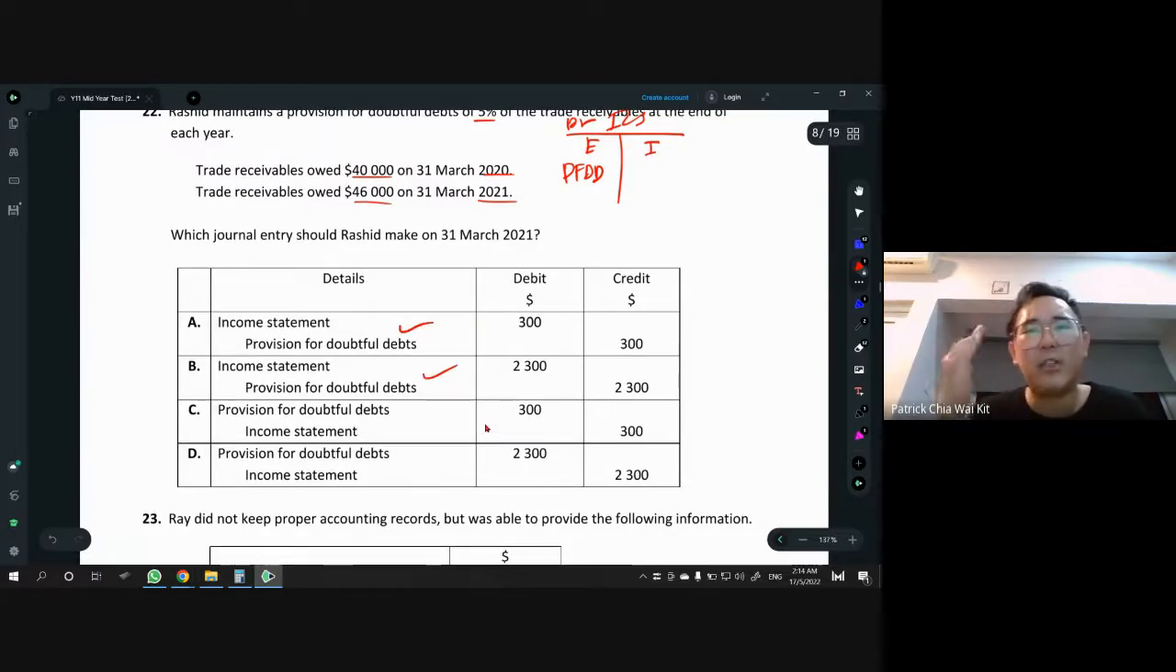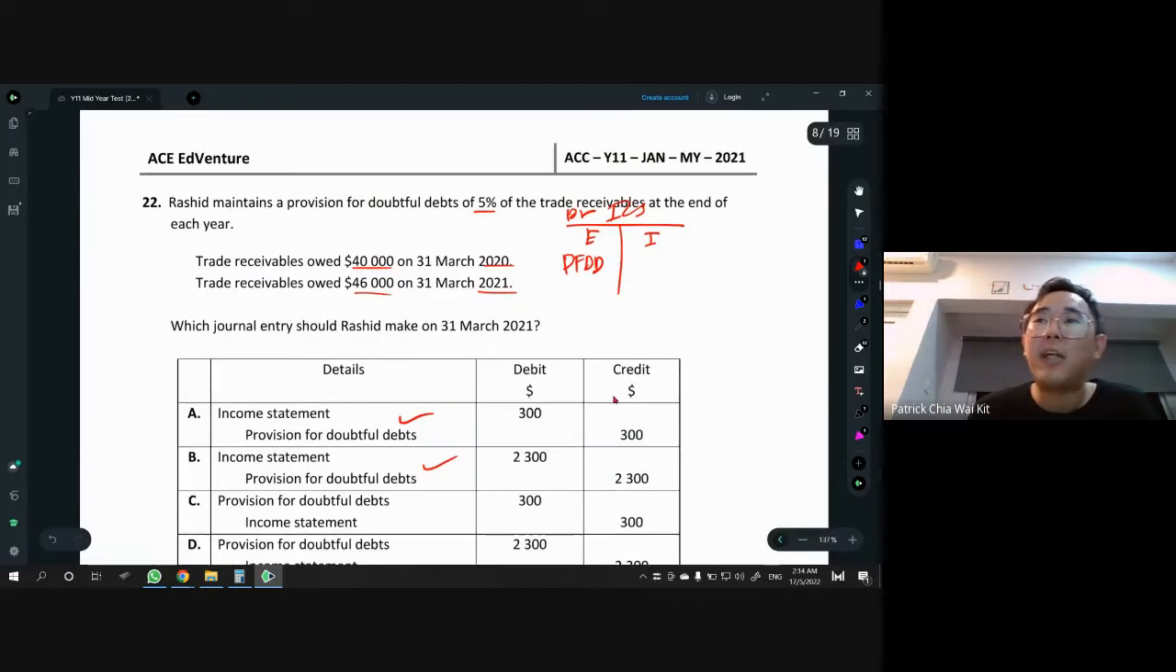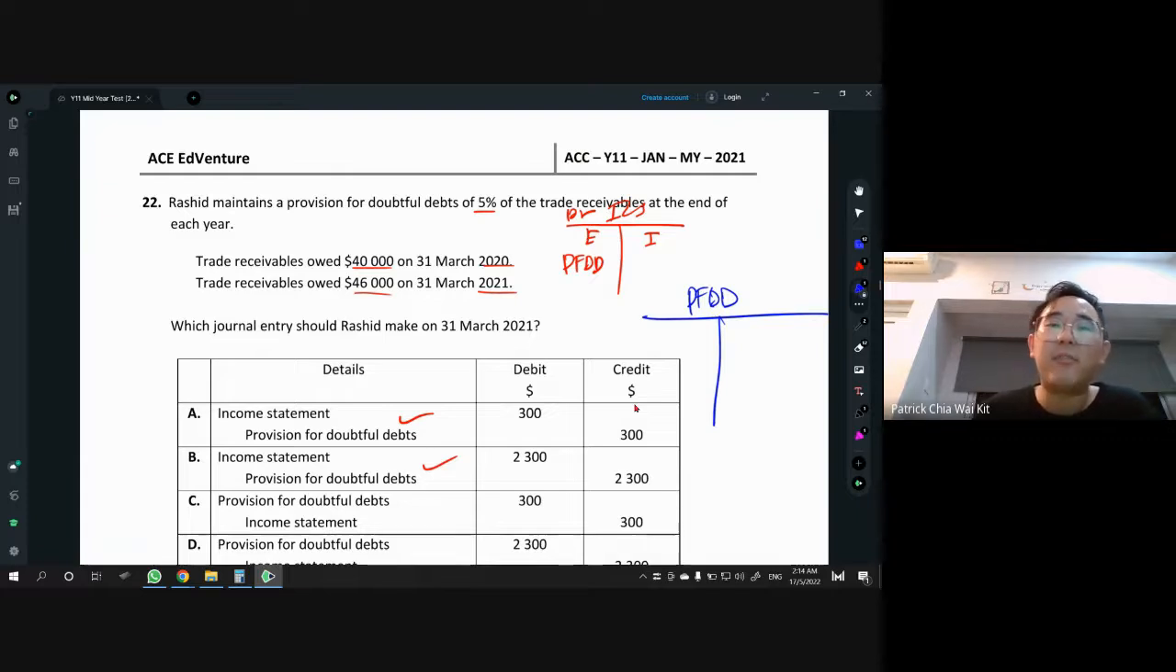But the problem is, is it 300 or 2,300? So how to do this? Let me show you guys how to do PFDD. Very simple. So the PFDD account. We have 2020 and 2021. They didn't give us any balance BD. So for PFDD, you have to work backwards. What you can do is take 40K. Let's do the first one.